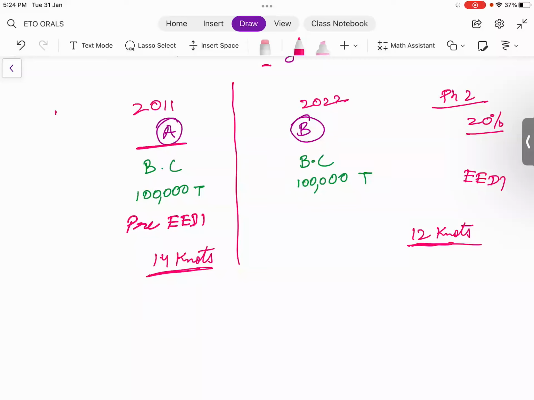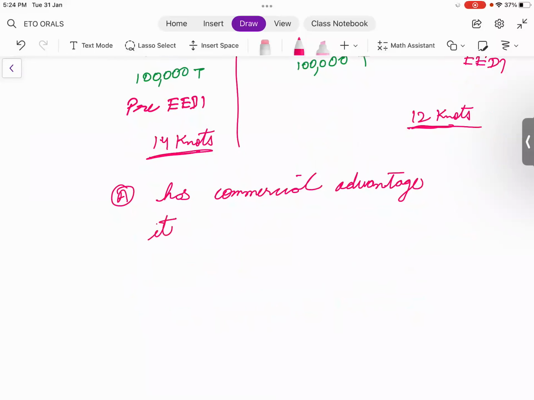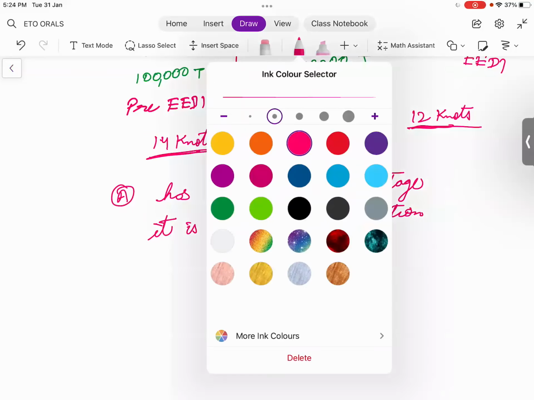Now, this vessel A will have a commercial advantage, right? Commercial advantage. एक तो पुराना है, it's first thing it is old and now it's having advantage also, right? And it is causing more pollution, right? Pollution cause कर रहा है. So to keep these both points in check, the concept of EEXI came. Okay.